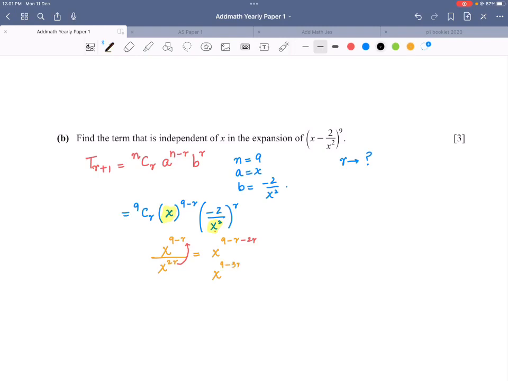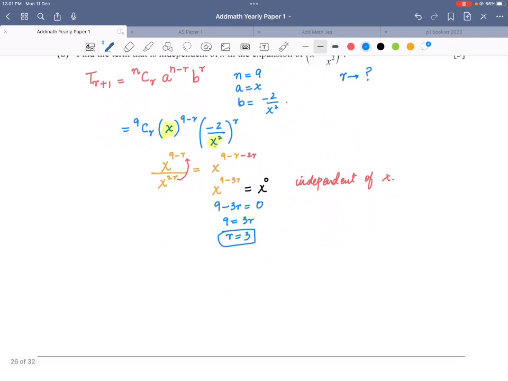We need to equate that with x to the power 0. And why is it so? Because it says independent of x. So whenever you have independent of x, that means there should not be any variable like x. That's why we are using x power 0. And now we need to equate the powers. So 9 minus 3r equals 0. 9 equals 3r, and you get the value for r, that is r equals 3.